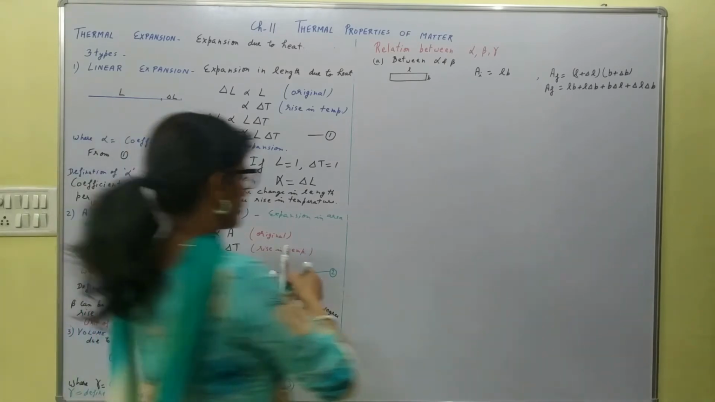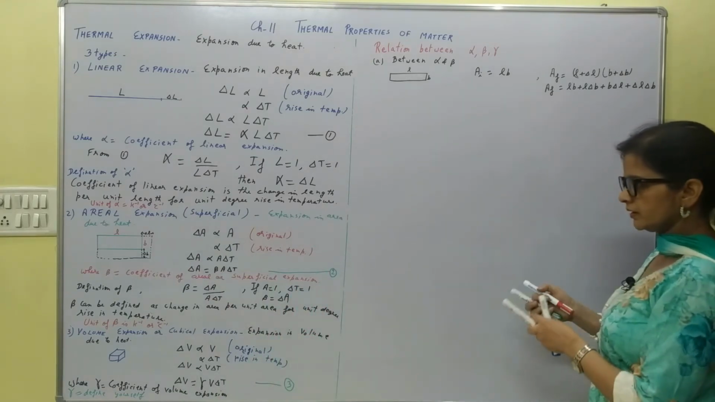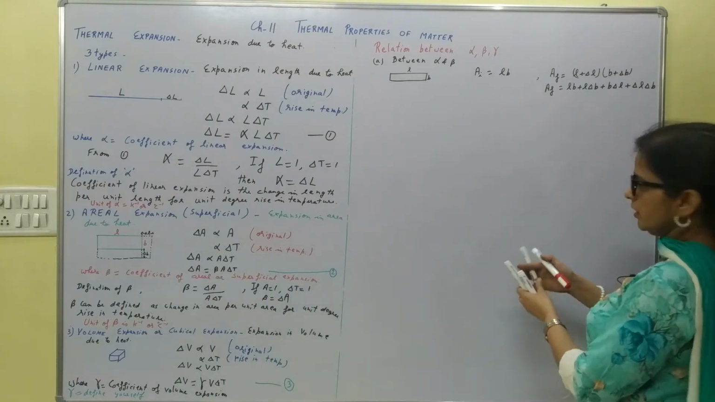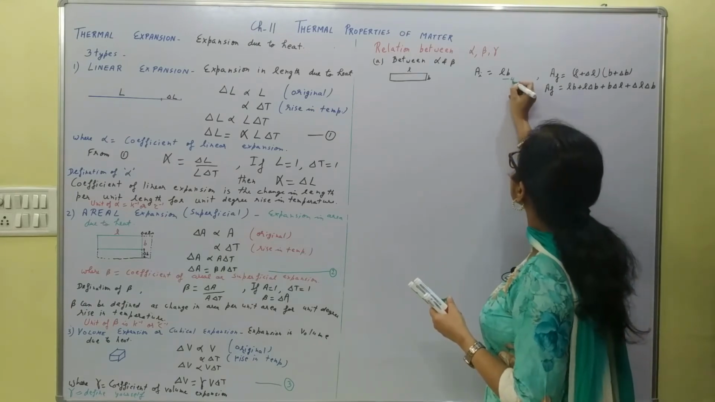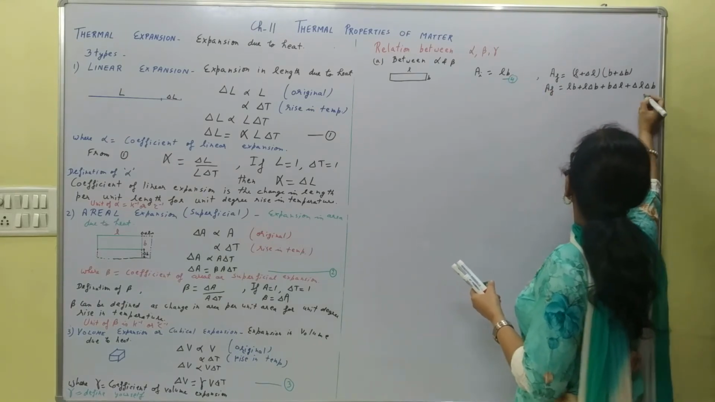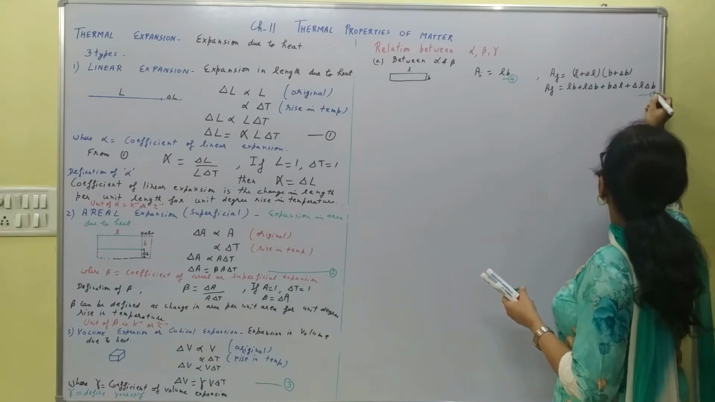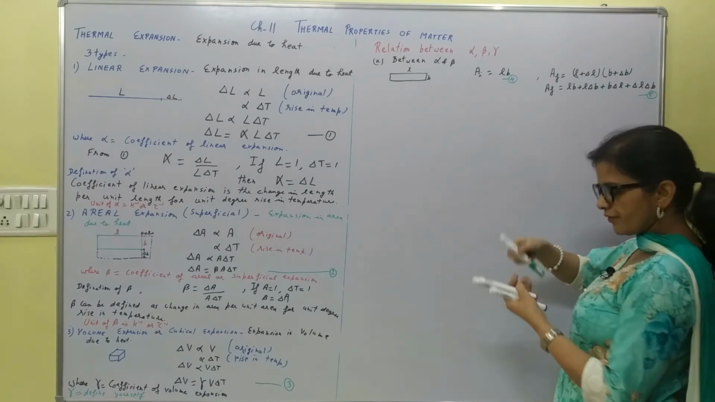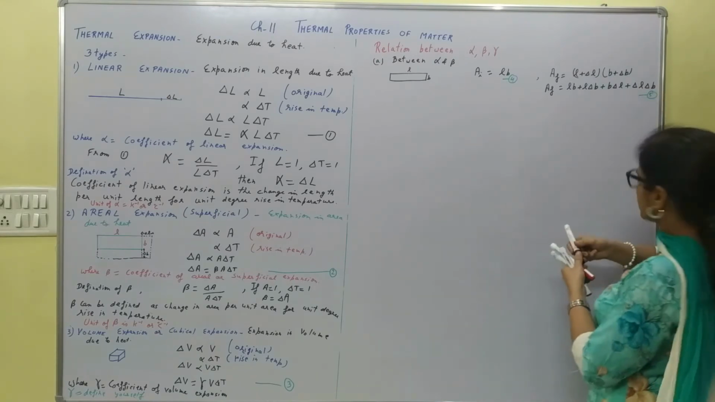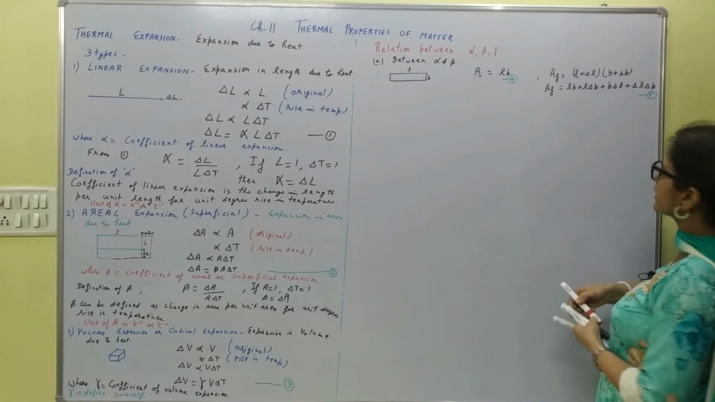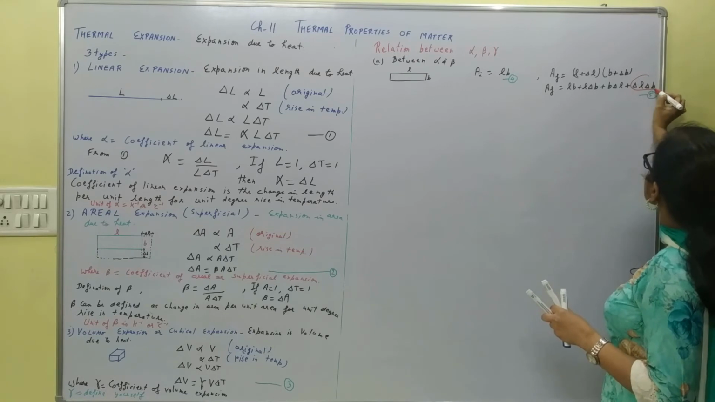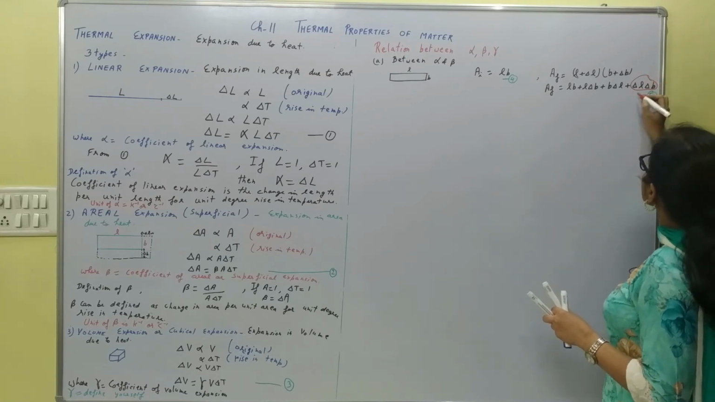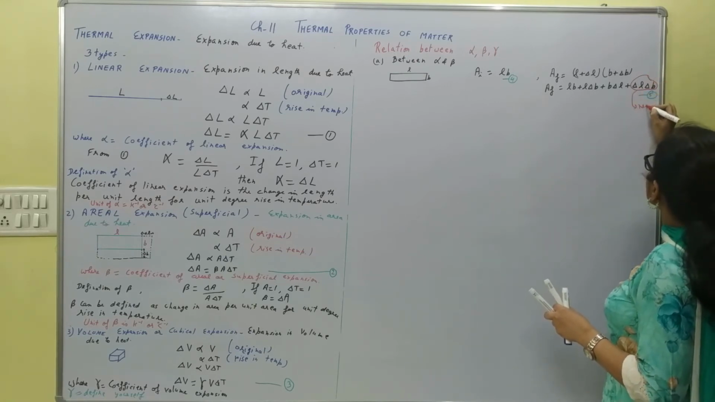Right? So here, this one as equation 4. This one as 5. We will neglect delta L into delta B as delta L is very small, delta B is very small. So their product will also be small. So this we will neglect.